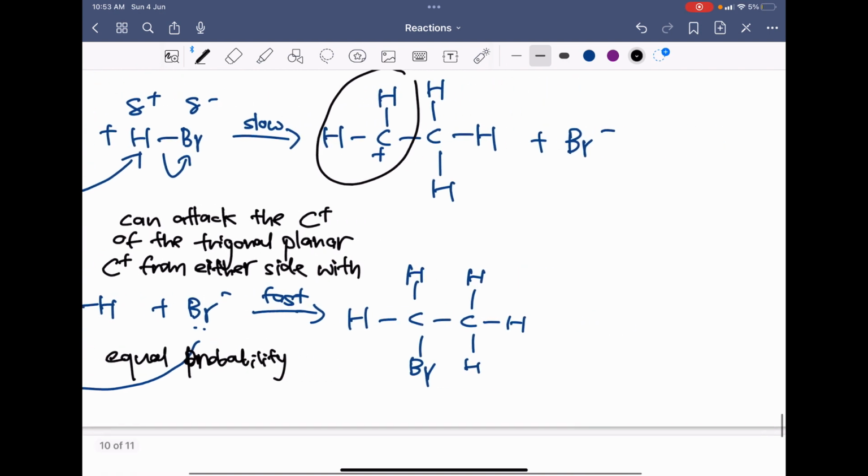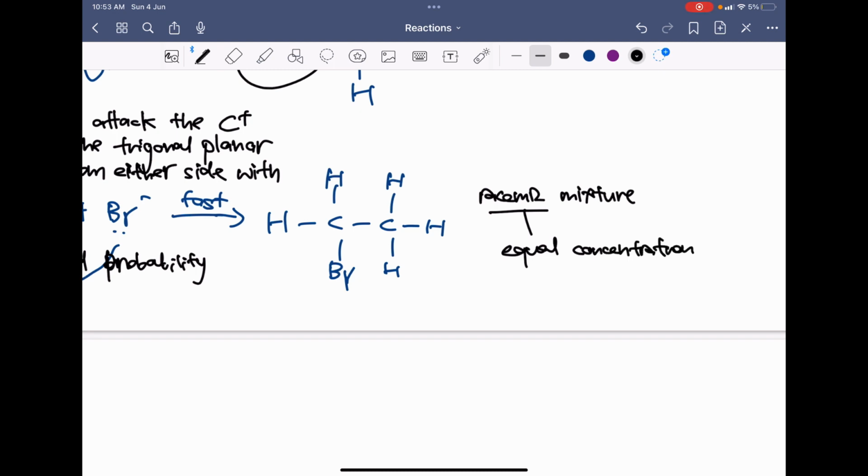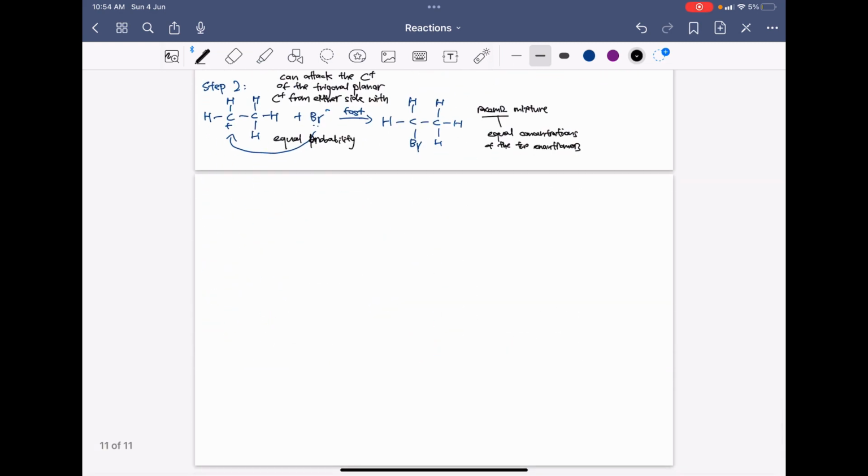And what does this mean? That means that in the final product, you form a racemic mixture, where a racemic mixture is one with equal concentrations of the two enantiomers. Okay, so that's EA of HX.